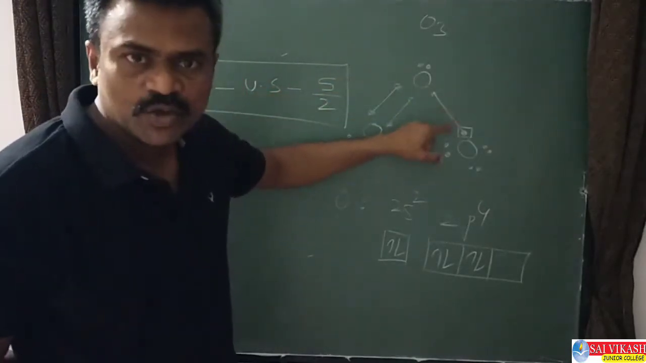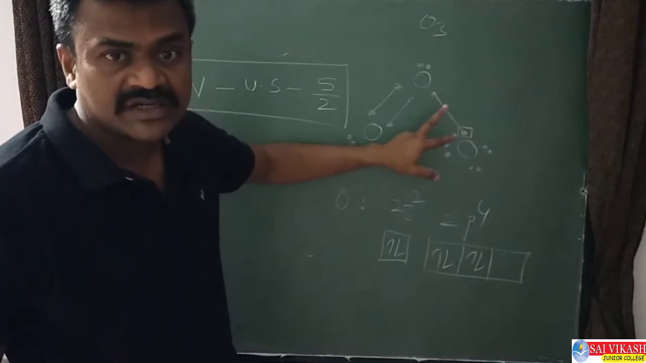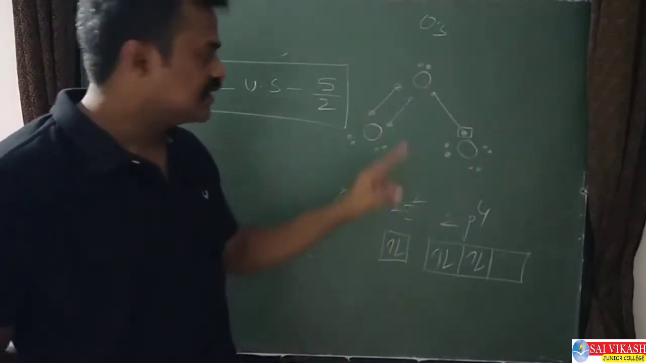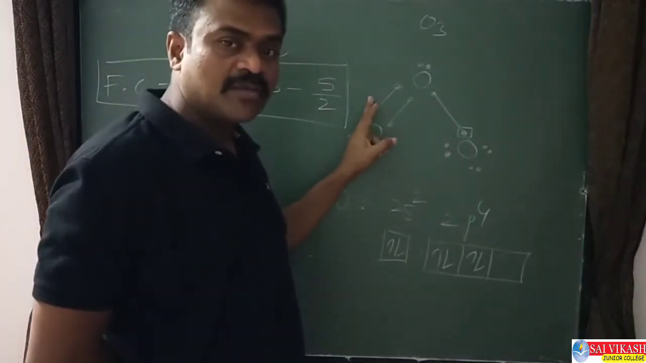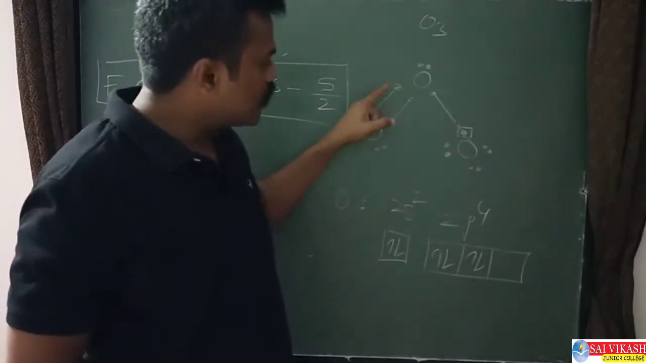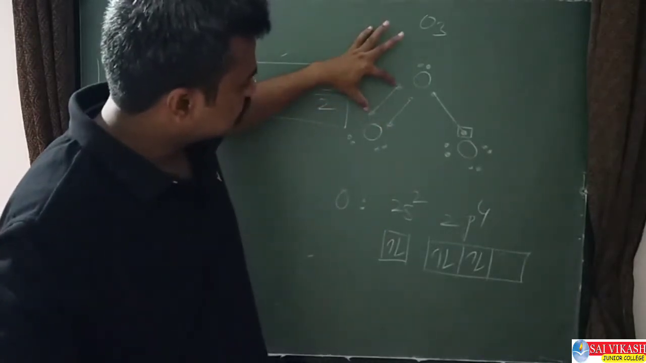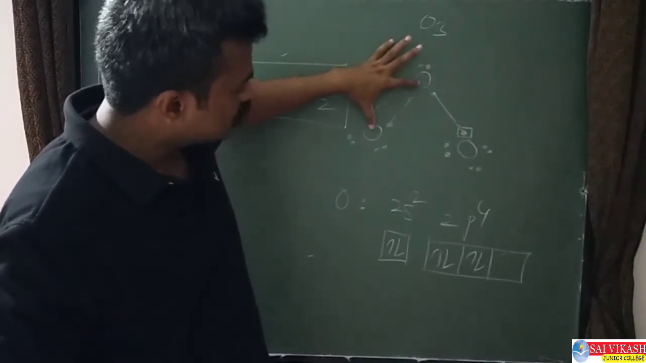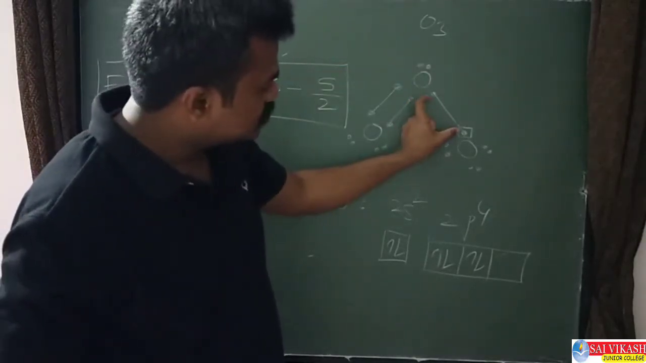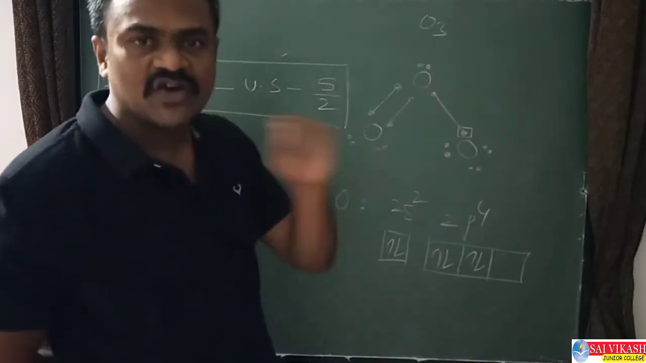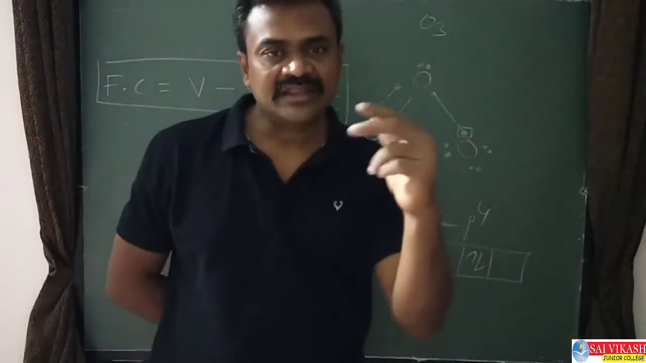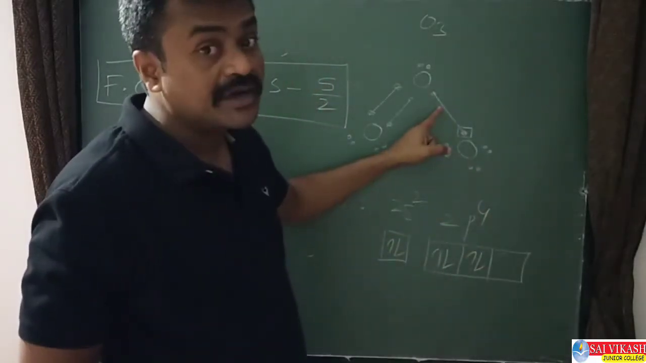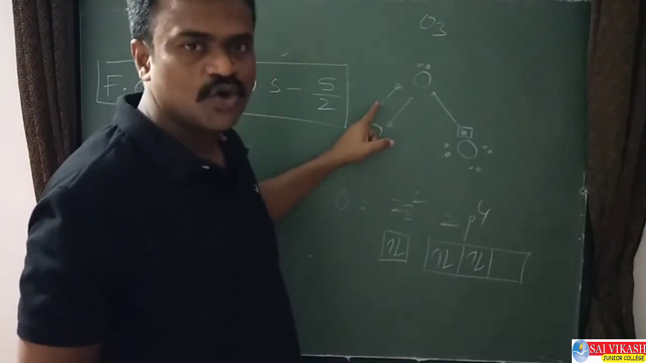This is a coordinate covalent bond, meaning the shared electrons come from only one oxygen atom. This is the difference between a covalent bond and a coordinate covalent bond. In a covalent bond, the two electrons shared between two oxygen atoms come from both atoms. In this case, the two electrons come from only one oxygen atom, and they are involved in the sharing between the two oxygen atoms. So this is called a coordinate covalent bond, and this is just a covalent bond.